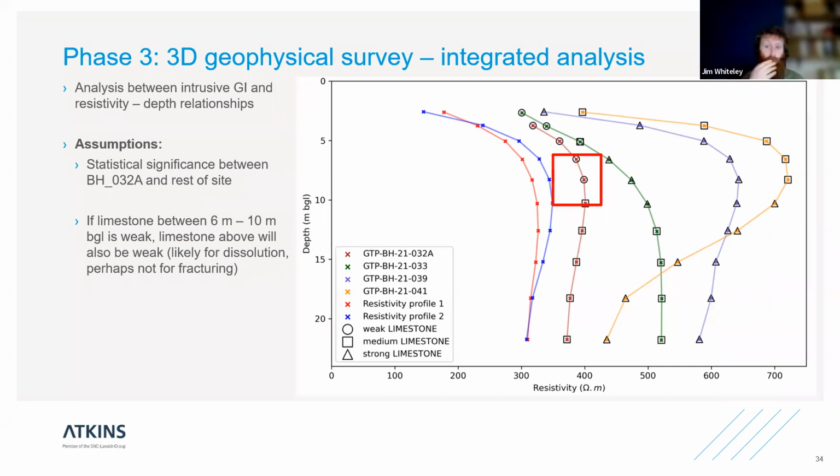And then the second major assumption we're making, because we've got this rather complicated picture at 6 meters and above, and we can see a much clearer image in terms of relationships from below 6 meters, is that if the limestone between 6 and 10 meters is weak, then we're going to assume the limestone above it is weak, because we're looking for dissolution, and we assume that these are top-down processes coming from infiltration of water, which I know is not going to be true in every case. Where we've got ground-based or rainfall-based dissolution, that might be the case, but perhaps not for fracturing or cave formation.